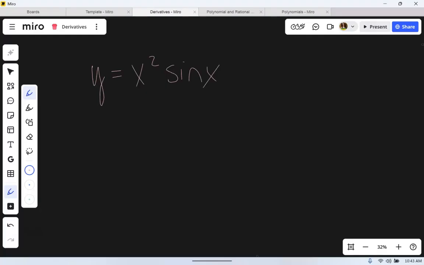Okay, close. Now, what's happening here? It's a product, right? So to find the derivative, I'm going to have to do the product rule. The derivative of y is going to be the derivative 2x times sine x, plus the first times the derivative of the second. That is literally it. That's all you do. And you can use your sheet. That's the answer.